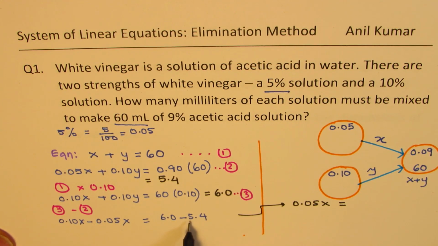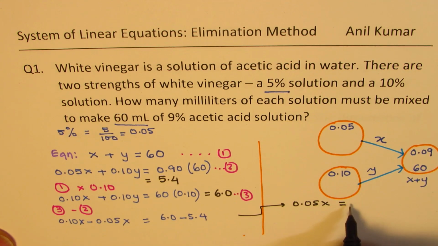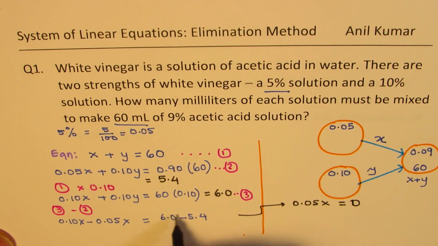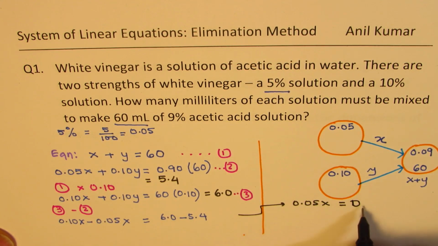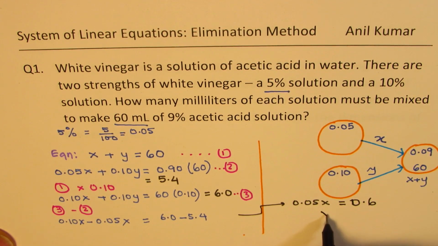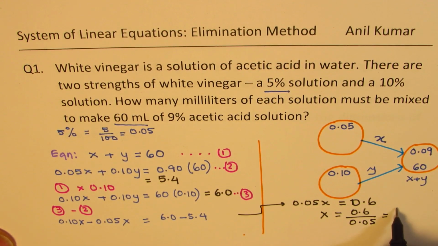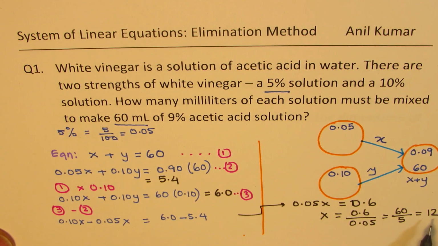6.0 minus 5.4, which is 0.6. So you have to borrow from 1, and you get 5 minus 5 is 0, 0.6. So we get x equals 0.6 divided by 0.05, or you can say 60 divided by 5, which is 12. So we get the value of x as 12.